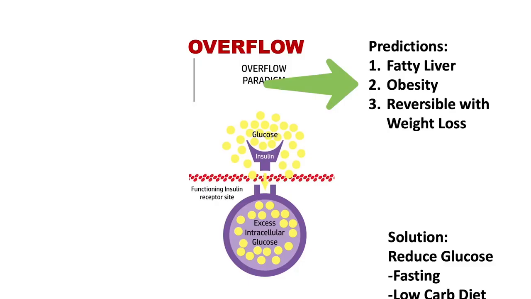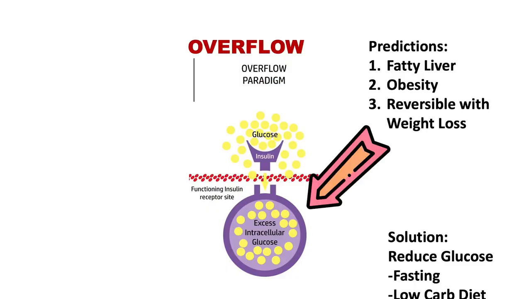And you would expect that they would have fatty liver because it's an overflow. As you lose weight, you would expect that this whole thing with insulin resistance should actually melt away, because that was the problem in the first place. Too much glucose, which is activating insulin, which is pushing too much of this glucose inside the cell. The cell is overfilled now.